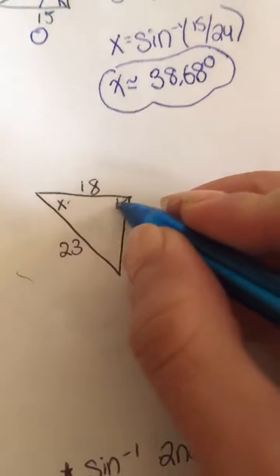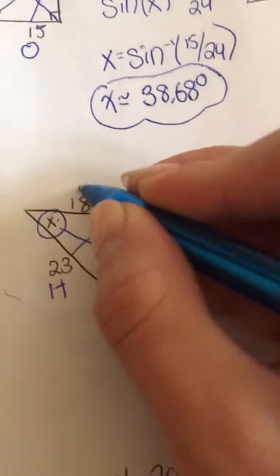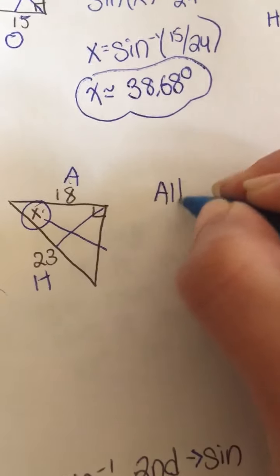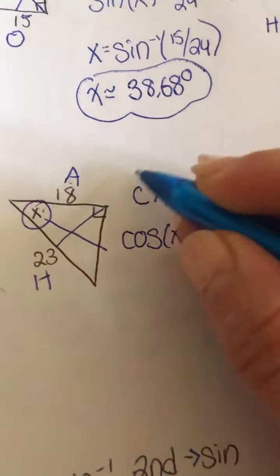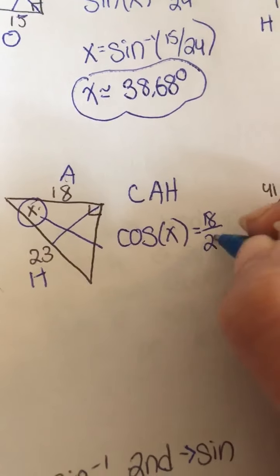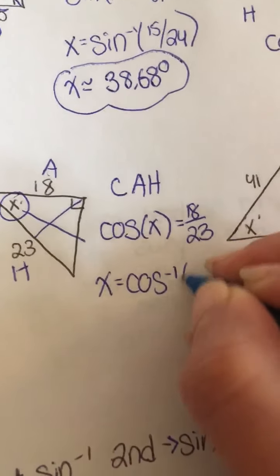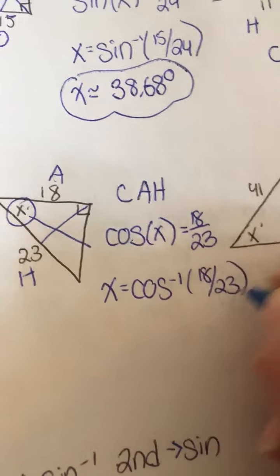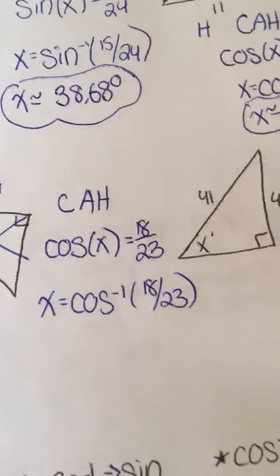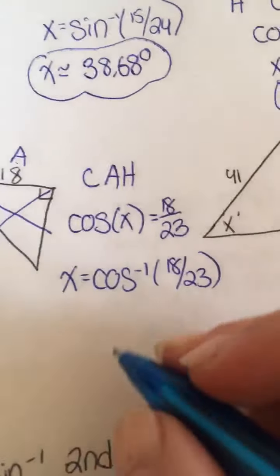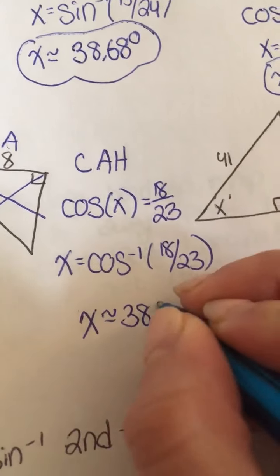Okay, so across from 90 is h. Across from x is o, but we don't need it. Left over is a. So now we're using AH, cosine. So cosine of x equals a over h, 18 over 23. So x will be the cosine inverse of 18 over 23. And I'm just going to put it on the calculator. 38.499999, so we're going to round that to 38.5 degrees.